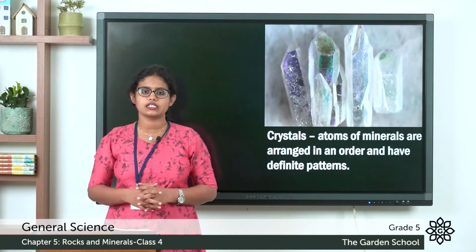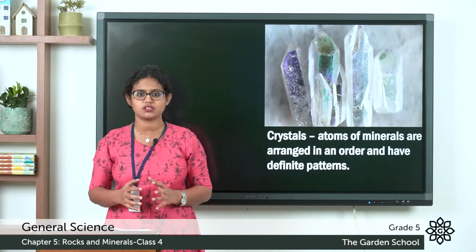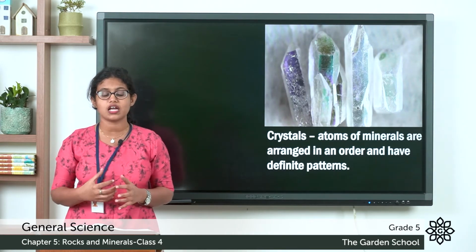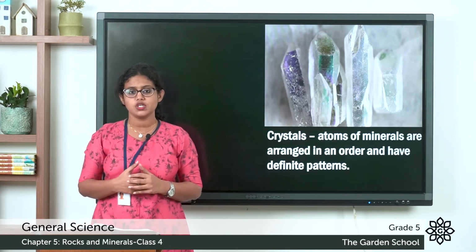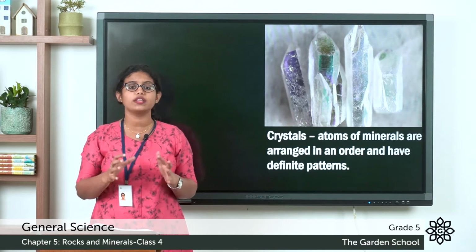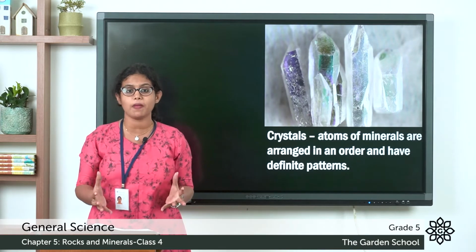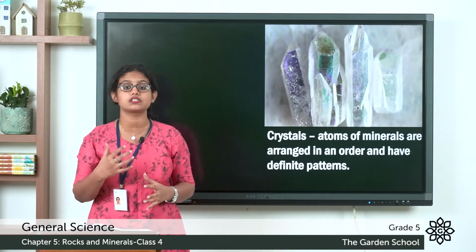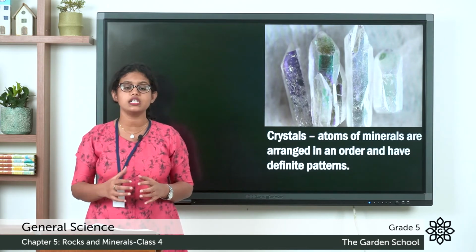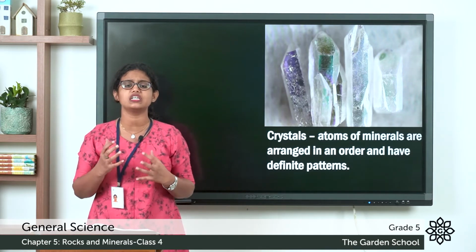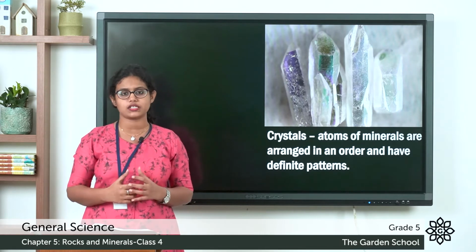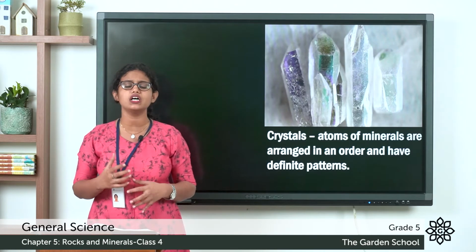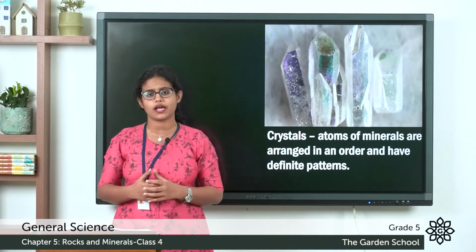Coming to the next thing, everything around us is made up of atoms, right? So even these minerals are made up of atoms. When the atoms of minerals are arranged in a specific manner, or we can say arranged in an order, we call them crystals. So crystal is a solid which has a definite shape and pattern. So what is a crystal? A crystal is a solid which has a definite shape and pattern.